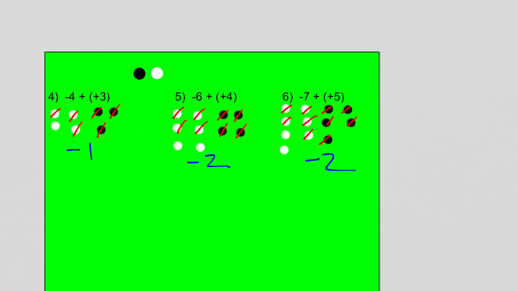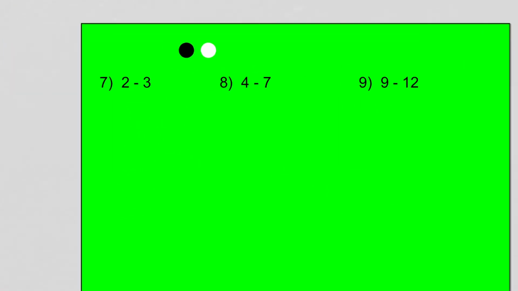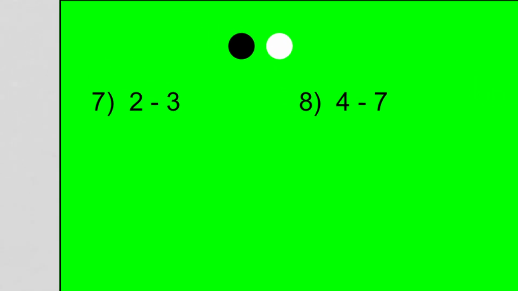One more set of 3. Sometimes integer questions, just the way they're written looks weird. Now this one, people would say, is that 2 minus 3? And I would say that's correct. But I think there's a better way to do this, to think of this.